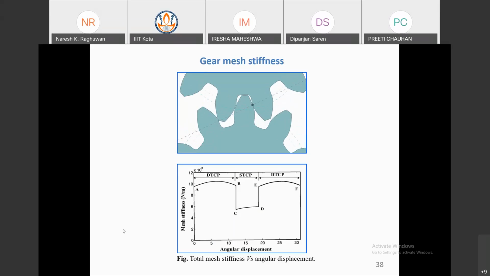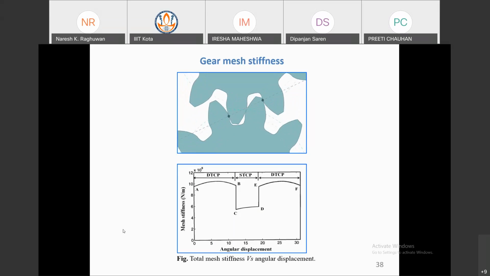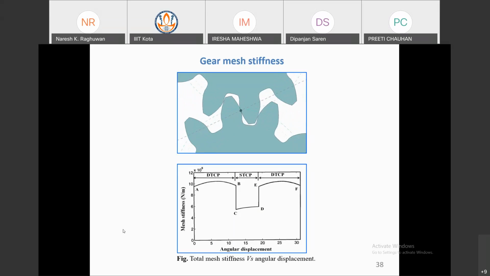Plot you can see in the figure. One thing is that during the meshing, not only two teeth are in the engagement. For some time two teeth are in engagement, but for some time four teeth are in engagement.